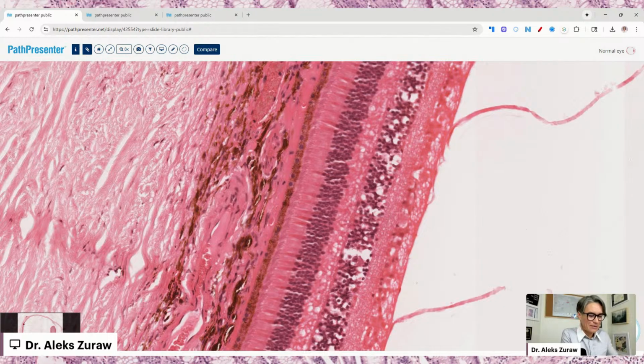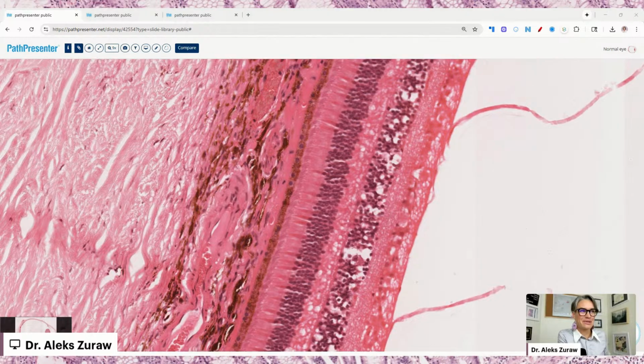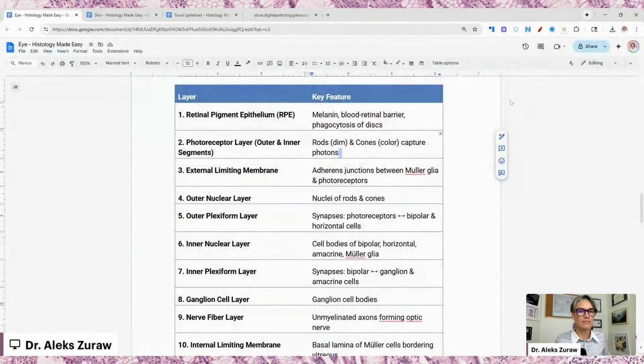I have a table in the notes about all these layers. Let me show the table to you. Honestly, if you have an exam or something, you will need to learn them, but I never had to actually, in real life, talk about them. So from the histology standpoint, you can have the RPE, the retinal pigmented epithelium. So this is going to be the thing here.